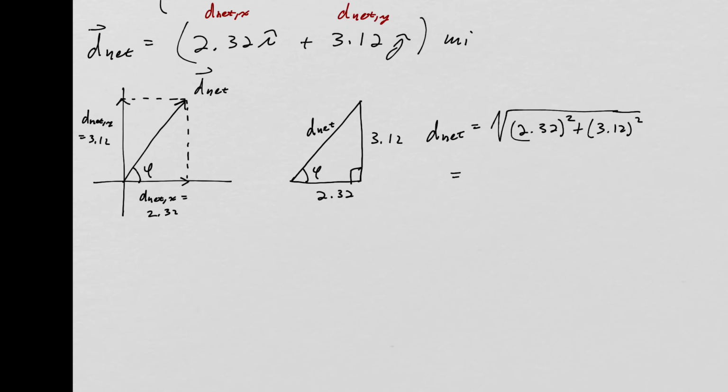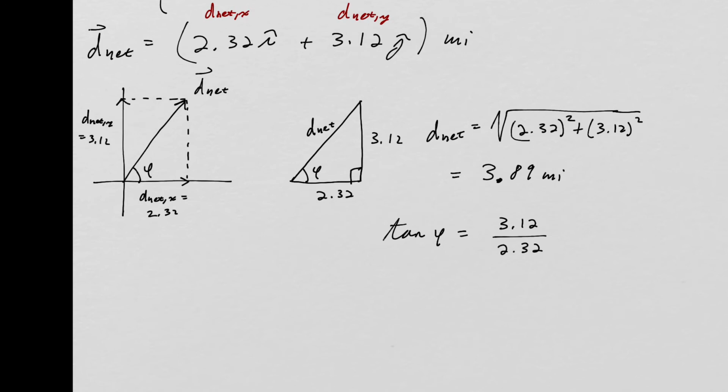And if you work that out, it turns out to be 3.89 miles. So that's the magnitude of my vector. And then to get the direction, the phi, there are several ways I could do this, but I know the opposite and I know the adjacent, so I could use tangent. So I could say tan of phi is opposite 3.12 over adjacent.